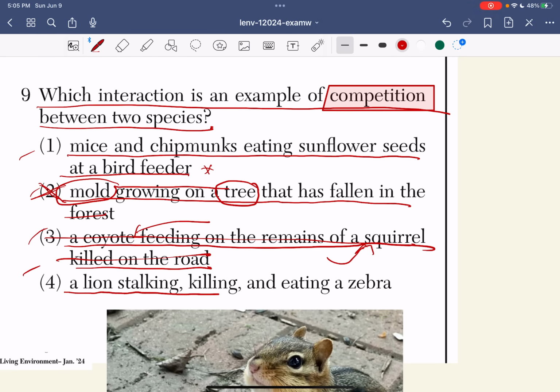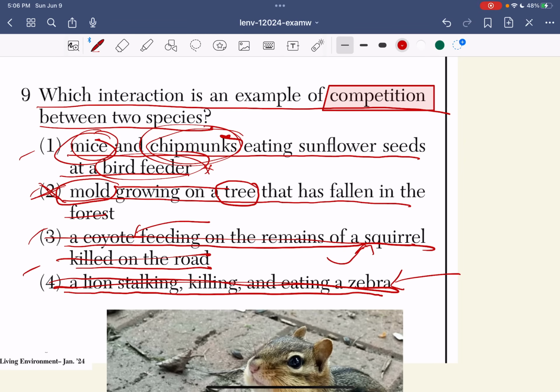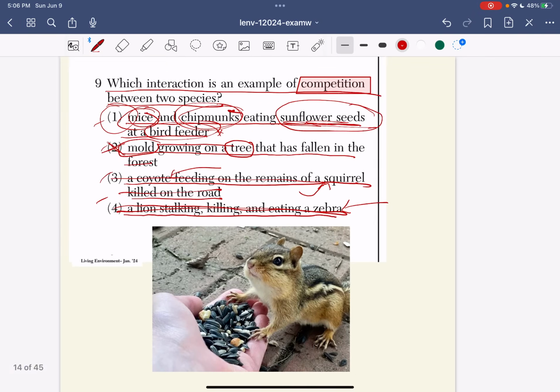A lion stalking, killing, and eating a zebra. Okay. Is it going to compete with anything else for the dead zebra? Not saying here in the choices. Mice and chipmunk eating sunflower seeds from a bird feeder. Now, yes, you can think, okay, a bird feeder's man-made. Someone can keep putting sunflower seeds in. But at the end of the day, the mice and the chipmunk are both eating the same food, sunflower seeds. So whenever the sunflower seeds are running low, they've got to compete for the last seed. So the best choice for 9 is number 1.